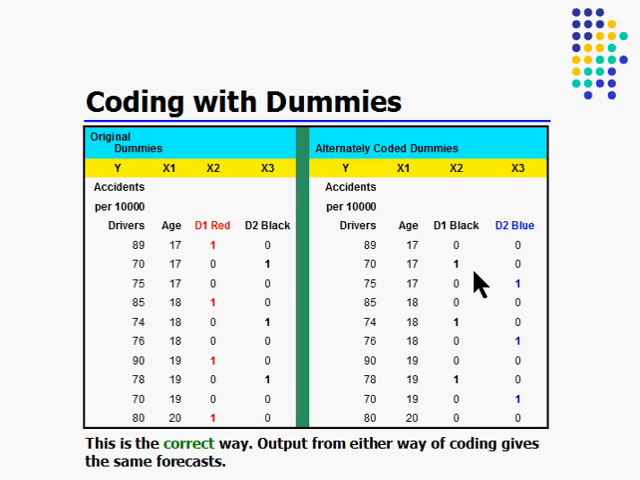Let's look at another way of doing it. In this one we've left out red. So we have a 0 in both columns if it's red, a 1 in black if it's black, and a 1 in the blue column if it's blue. So you can see that this is the same record. This is a blue car, and you can see this is a red car. It's got a 1 in the red, and over here it's got zeros in both, which indicates that it's a red. Well, what if we run these regressions for the original values?